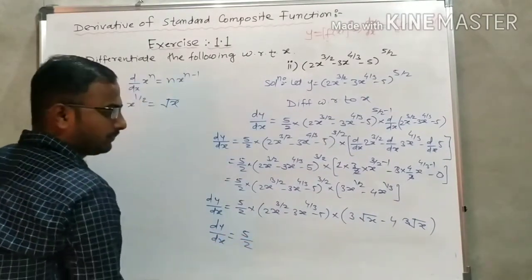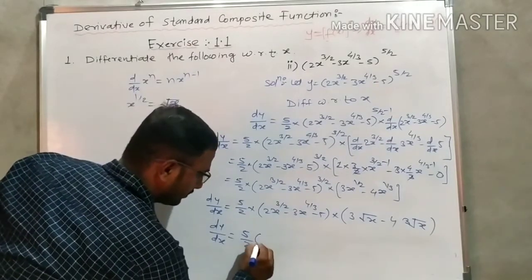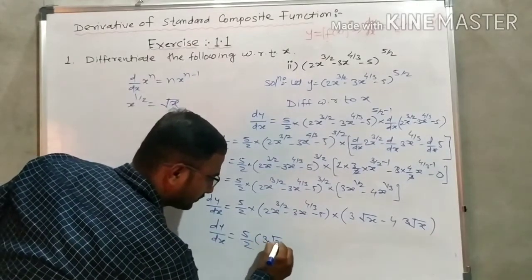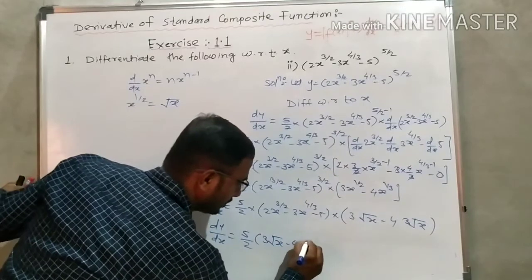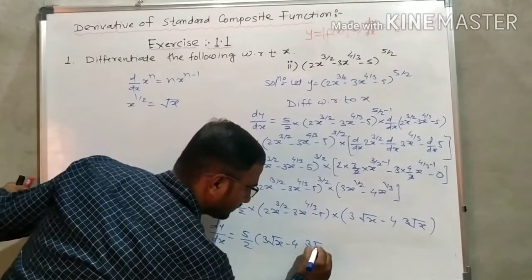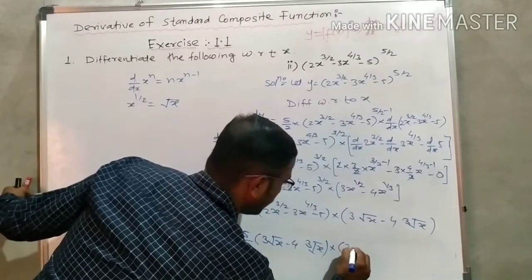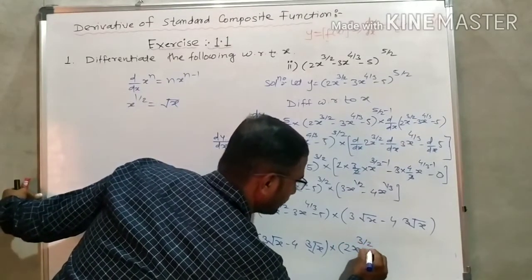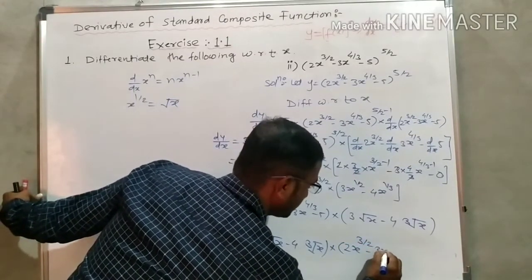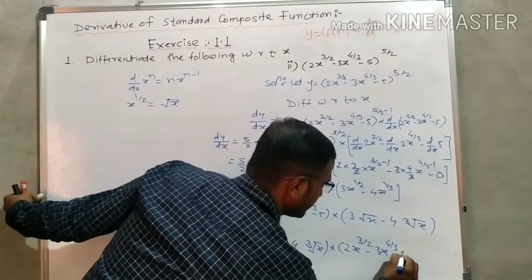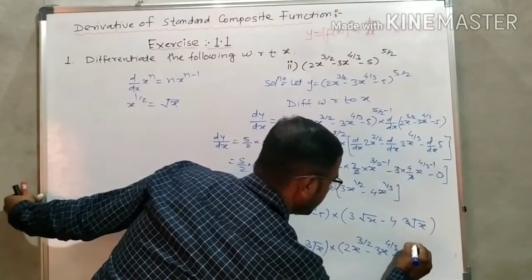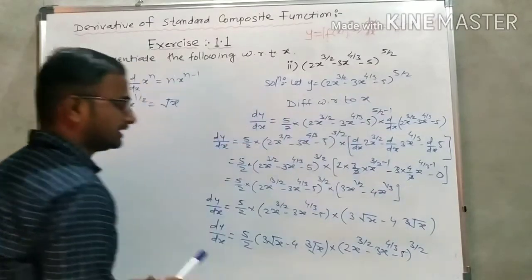Let us write this term first. It is 3 into the square root of x minus 4 into the cube root of x, into 2x to the power 3 by 2 minus 3x to the power 4 by 3 minus 5, to the power 3 by 2. So that is the final answer.